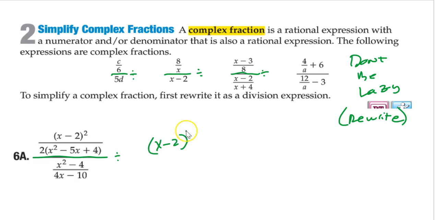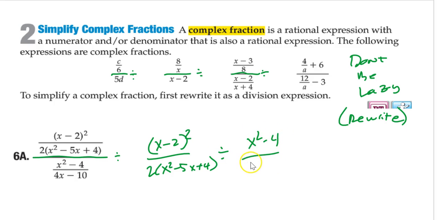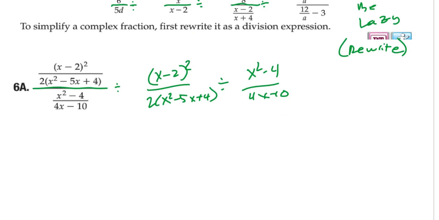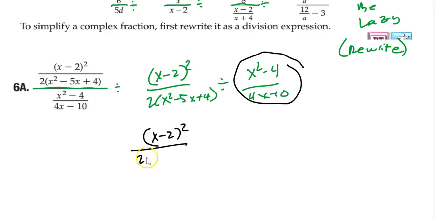(x minus 2) squared over 2x squared minus 5x plus 4, divided by x squared minus 4 over 4x minus 10. Right, now it's a normal problem again, just like we did before. What are we going to do? We're going to flip this side and multiply by the reciprocal. So (x minus 2) squared over 2x squared minus 5x plus 4 times the reciprocal of that, 4x minus 10 over x squared minus 4. Right? Now it's a normal problem. We went from this monstrosity to this.